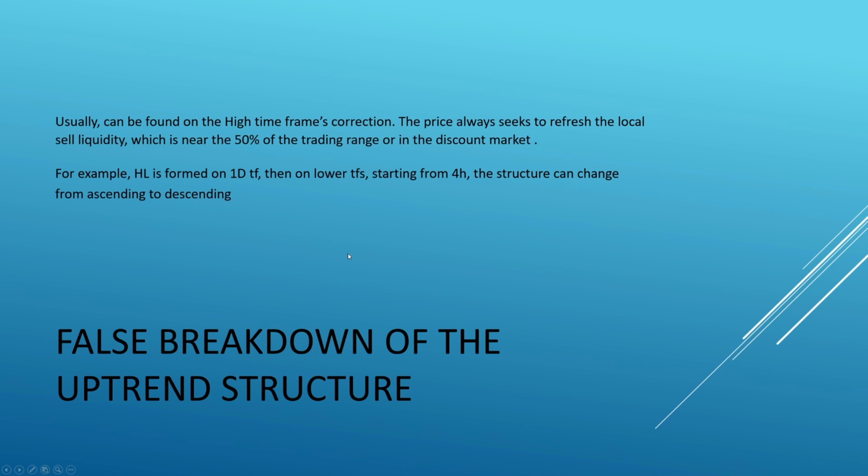We also have false breakouts of the uptrend structure. Usually they can be found in high time frame corrections. The price always seeks to refresh the local sell liquidity, which is near 50% of the trading range, or in the discount market. For example, a high and low is formed on the daily time frame, then on lower time frames starting from 4 hours, the structure can change from ascending to descending.